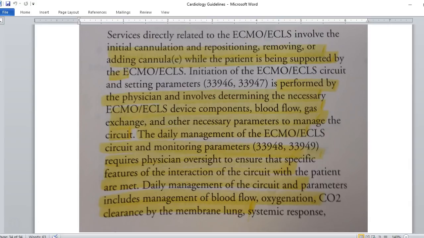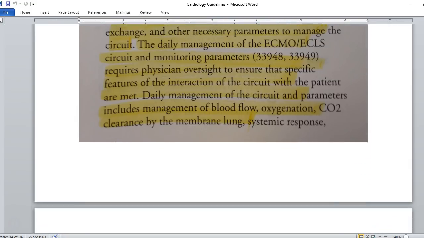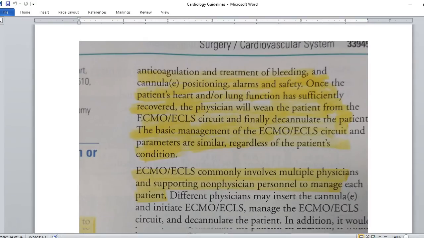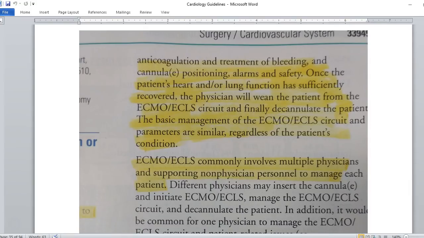It goes on to tell us, though, that daily management of circuit and parameters includes management of blood flow, oxygenation, CO2 clearance by the membrane lung, systemic response, anticoagulation and treatment of bleeding, and cannula positioning, alarms, and safety. Once the patient's heart and/or lung function has sufficiently recovered, the physician will wean the patient from ECMO ECLS circuits and finally decannulate the patient. The basic management of the ECMO ECLS circuit and parameters are similar regardless of patient condition.